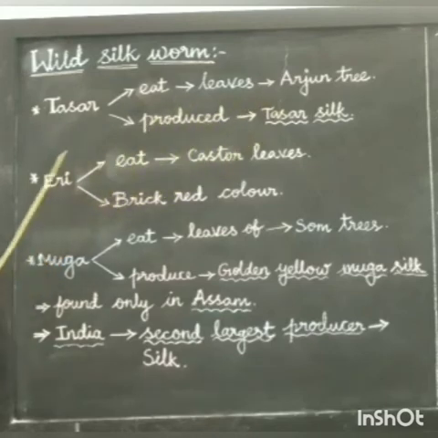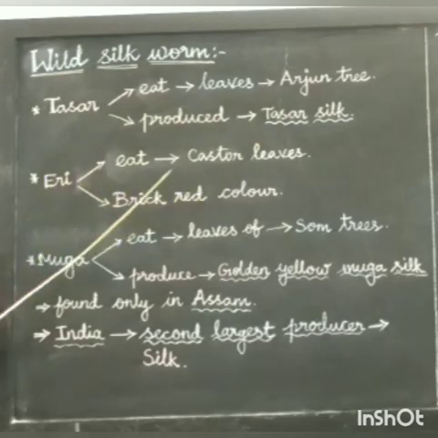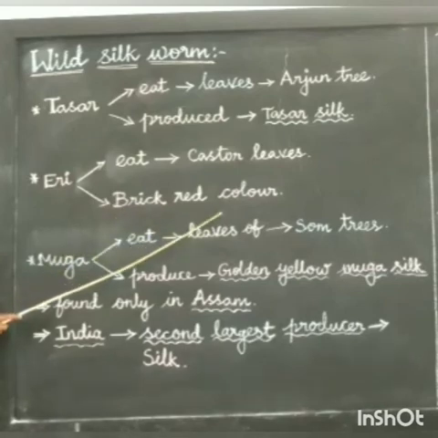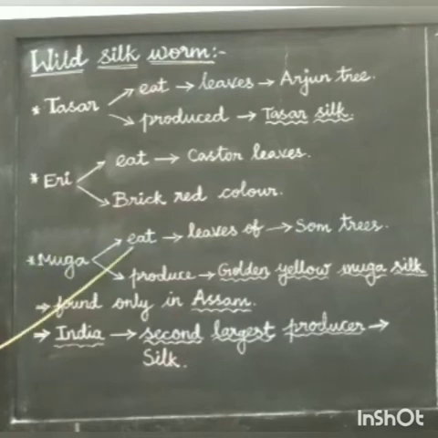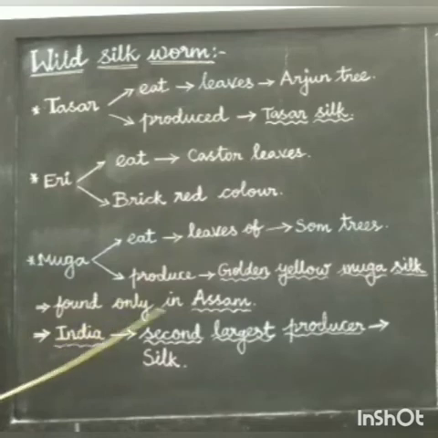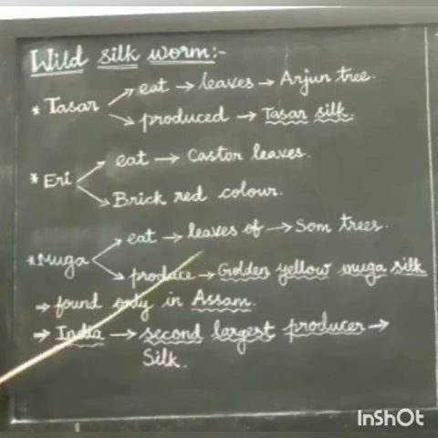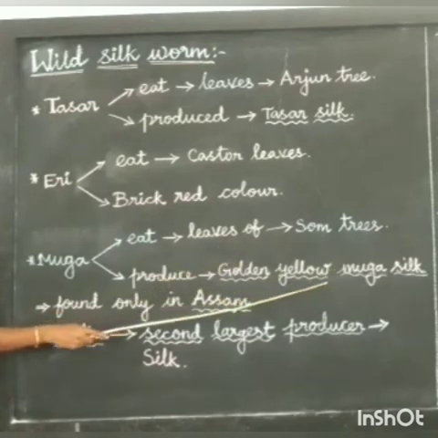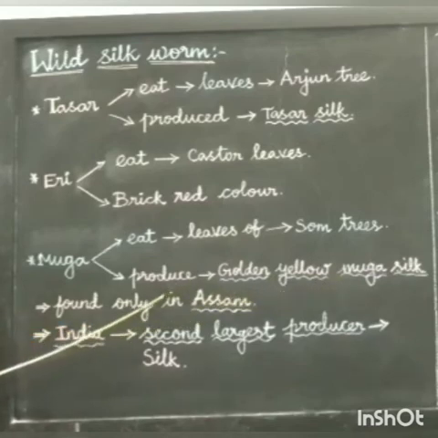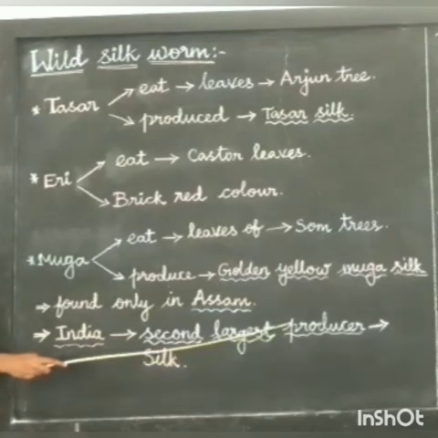Next, eri silkworm. Eri silkworms feed on castor leaves to produce brick red colored eri silk. Third one, muga silkworm. Muga silkworm is found only in Assam. It feeds on the leaves of some trees and produces lustrous golden yellow muga silk. In silk production, India is the world's second largest producer of silk.